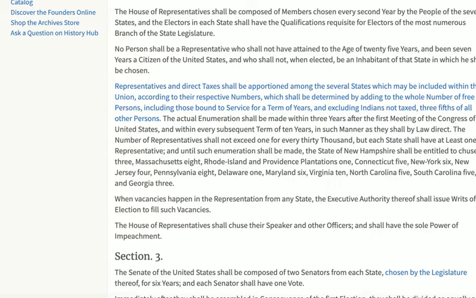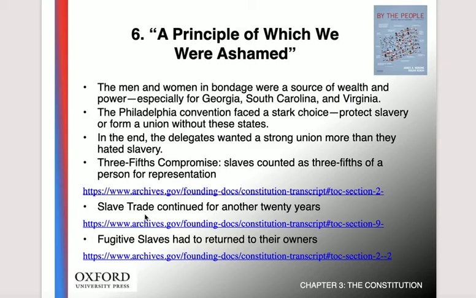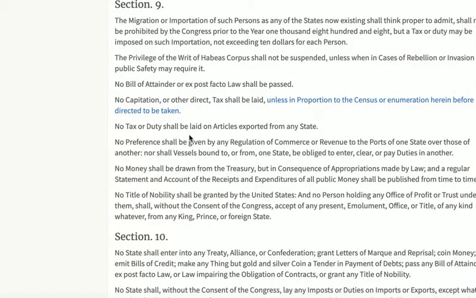The second condition is to continue the slave trade. Now, they came up with a compromise that said, we'll continue it for 20 years. In other words, Congress is not allowed to prohibit it. Yes, right here: the migration or importation of such persons as any of the states now existing shall think proper to admit shall not be prohibited by Congress prior to the year 1808. So that's 20 years after they signed the Constitution.